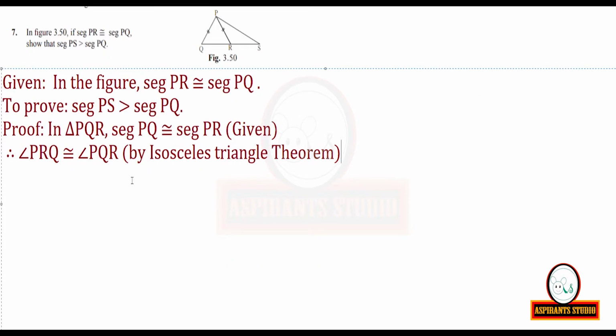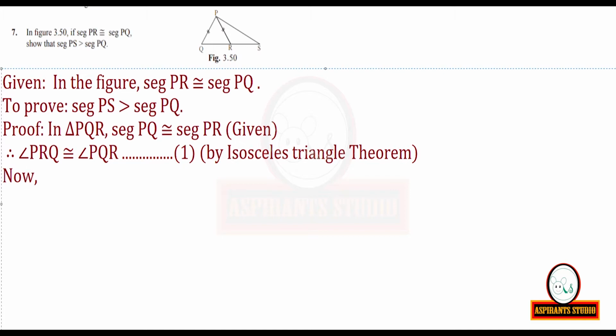Now coming to the next problem. In the figure, segment PR is congruent to segment PQ. We have to show segment PS is greater than segment PQ. Now take triangle PQR. In that, segment PQ is congruent to segment PR, given.